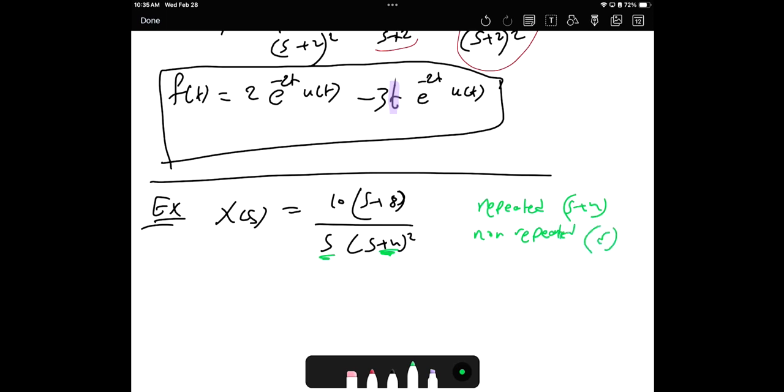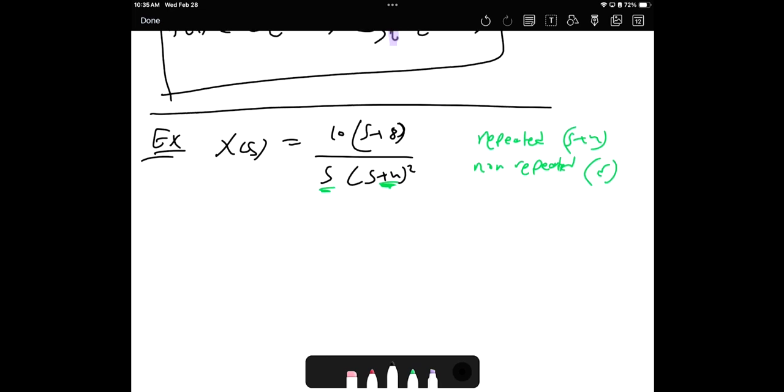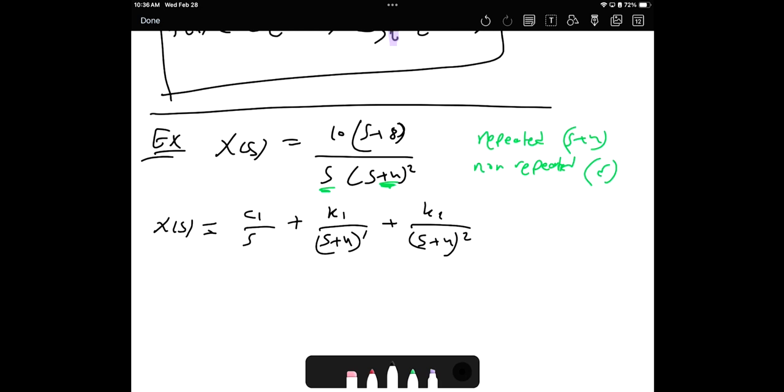So the first thing, let's do the partial fraction expansion for each one and take into consideration every function. For the first one, s, I'm going to say c1 over s. Try to finish the non-repeated roots first. The first non-repeated is only s. Is there any other non-repeated? No. Then plus, let's start with the repeated, which is s plus 4: k1 over (s plus 4) power 1, plus k2 over (s plus 4) power 2. Okay? Now let's find the constants.